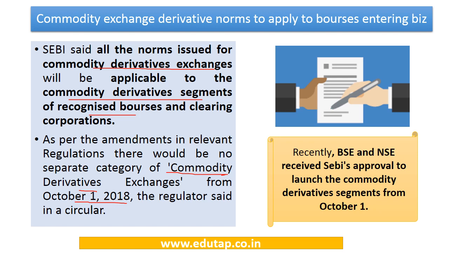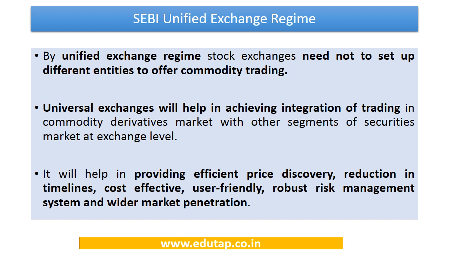So SEBI has announced that these are going to be the final norms, and in the future we are not going to deal with the commodity derivatives exchanges. We are going to only have this particular segment of commodity derivative trading in the stock markets. Now if we talk about the unified exchange regime, then this means that the stock exchanges need not set up separate entities to offer commodity trading. So if BSE and NSE have to offer commodity trading, they can offer it themselves only. They do not have to set up any other particular entity.